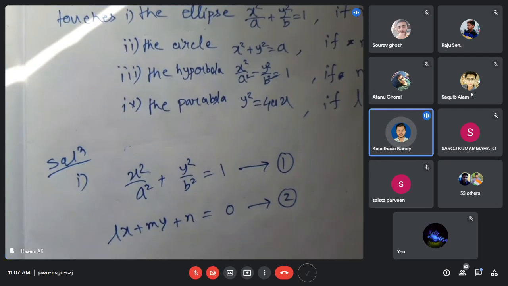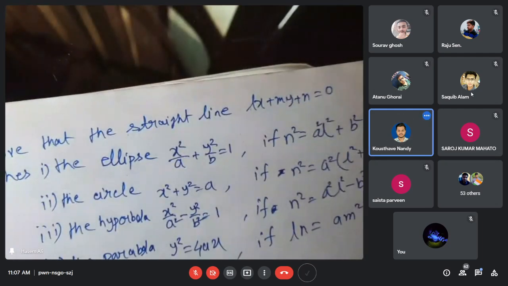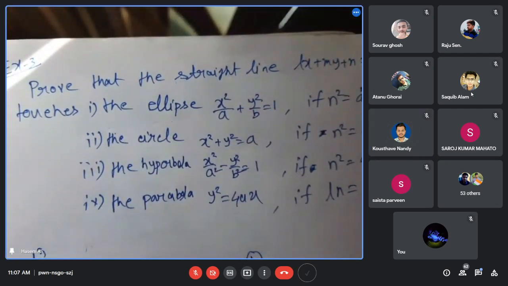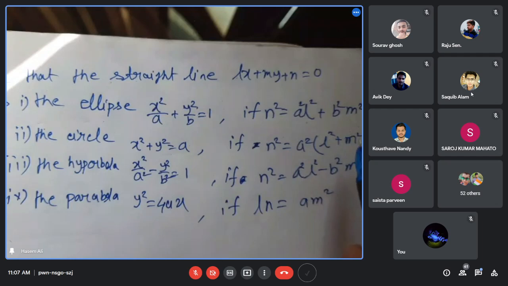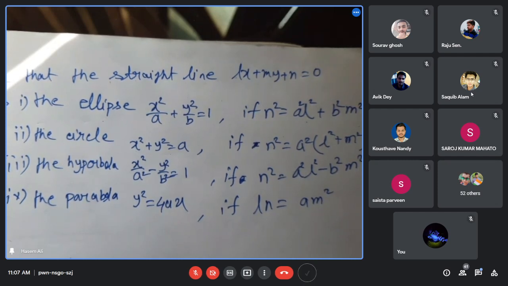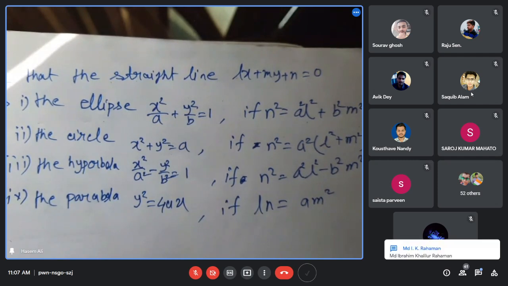Sir, could you show the question a little? Is the whole thing visible? Prove that the straight line touches the first part, the ellipse, if this condition holds, and so on. All right, sir.